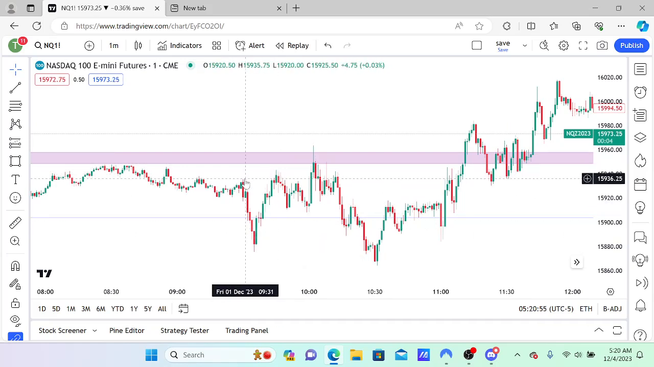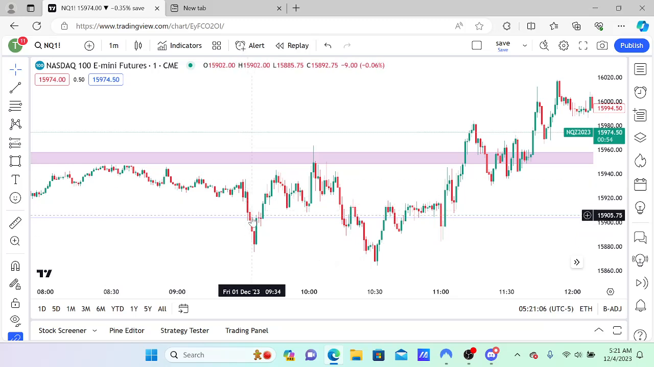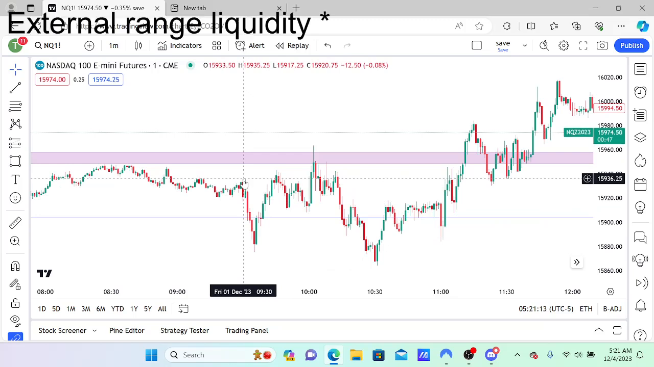It came up. Look at my cursor right here where it's moving. See how it took out that high right there? This is one entire price range right here. Look at this big leg lower on the 1 minute chart. What is the high of this price range? What is that called? Internal range liquidity. Absolutely. It's internal range liquidity.